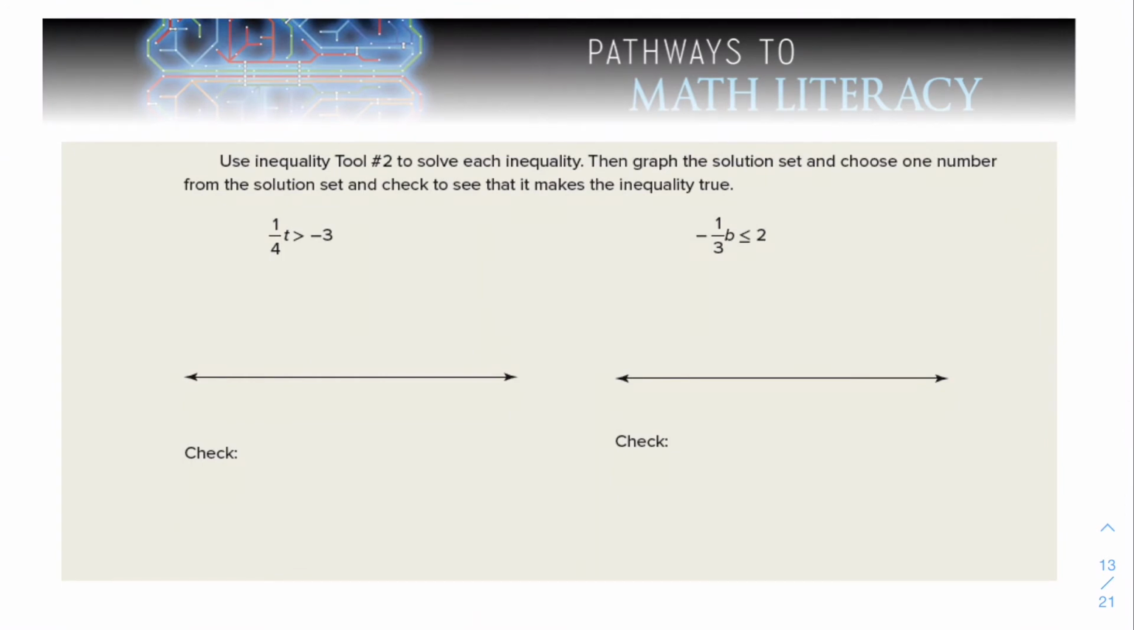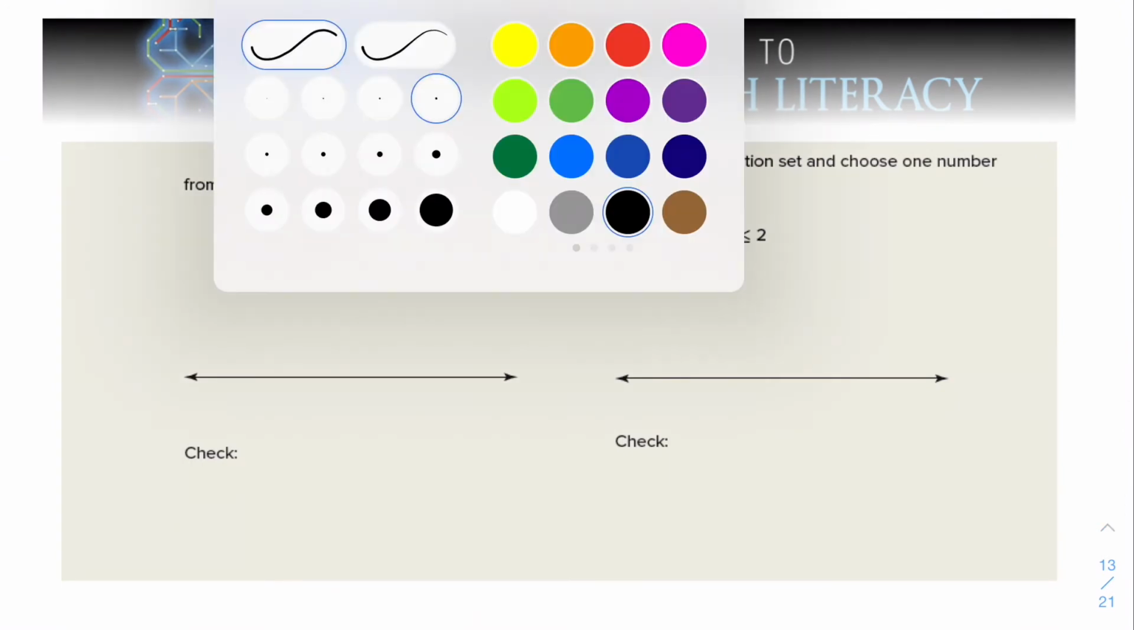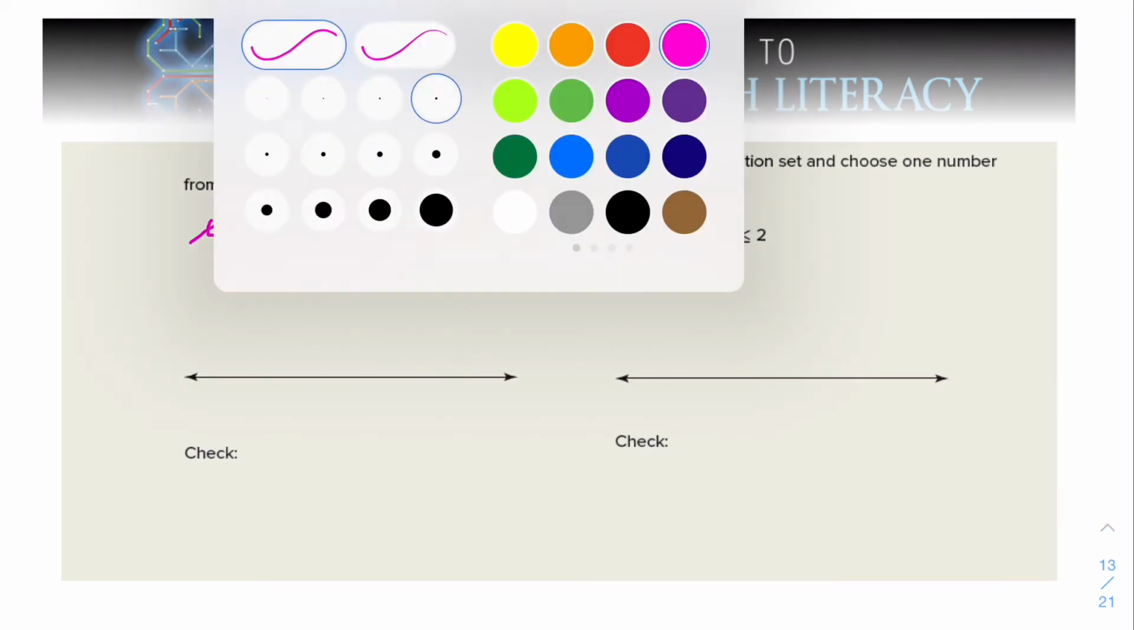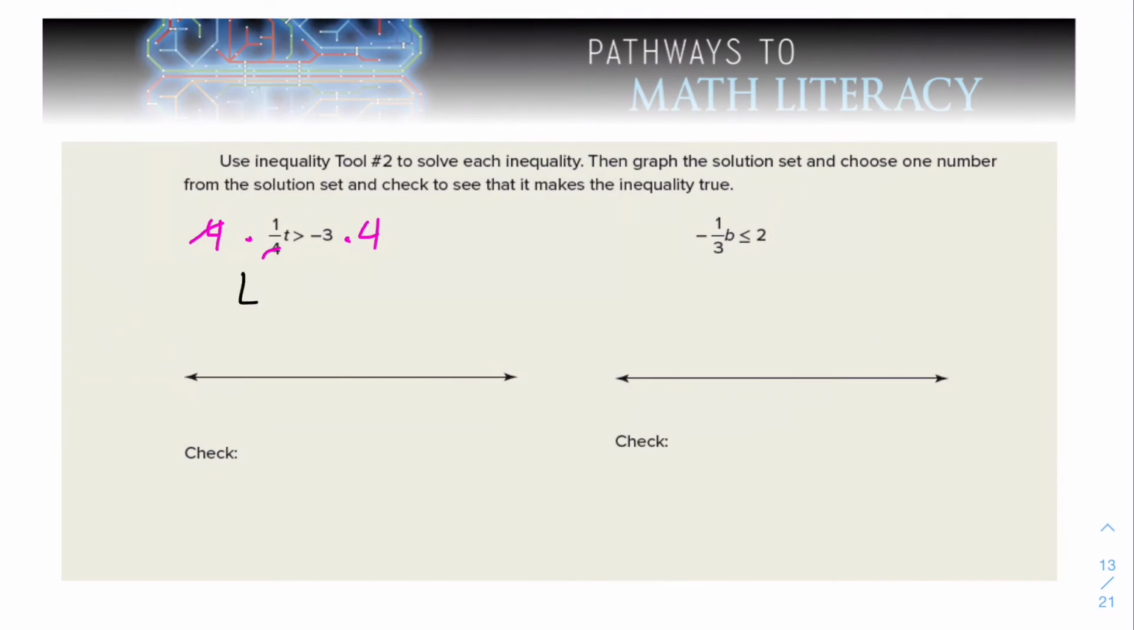So now let's try our second type. We're going to multiply to be able to solve this inequality. So we've got 1/4 times t. Let's go ahead and multiply this side by 4. So the 4 times 1/4 cancels. Same thing over here. So all you're left with is t, and then -3 times 4 is going to be -12. So that is our important number.